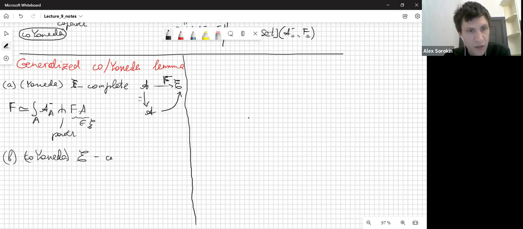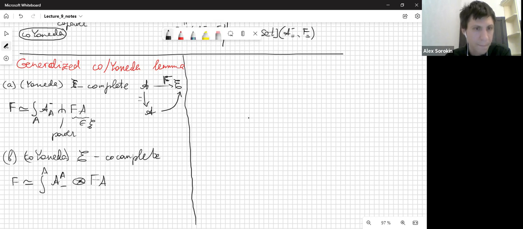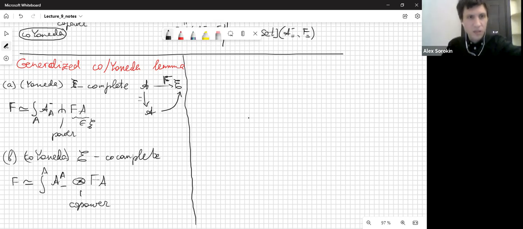In case when E is co-complete, we have the following. F is isomorphic to the coend. Here will be A comma blank, tensor F of A, where this tensor is, in this case, copower. The difference, as it was before, is that category E can be arbitrary, but it needs to be complete or co-complete.